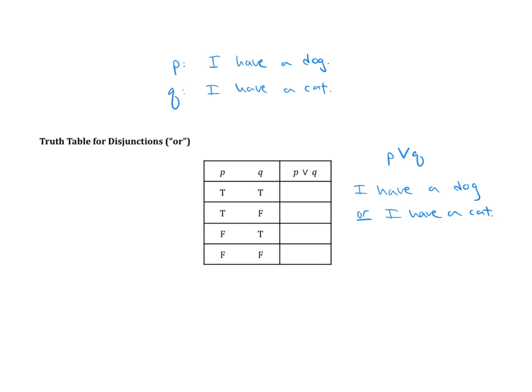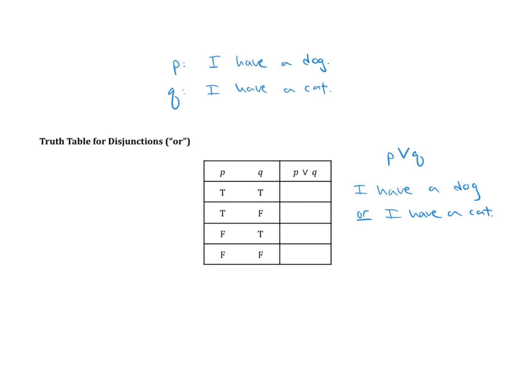And this statement has a different meaning than the one we just did where we had "and" in between. I have a dog or I have a cat. The way "or" works in logic is it means one or the other or both. So if I have a dog but I don't have a cat, that's a true statement. If I have a cat but I don't have a dog, that's a true statement. If I have both a cat and a dog, it's still a true statement.